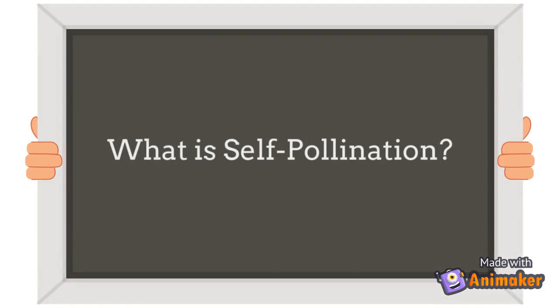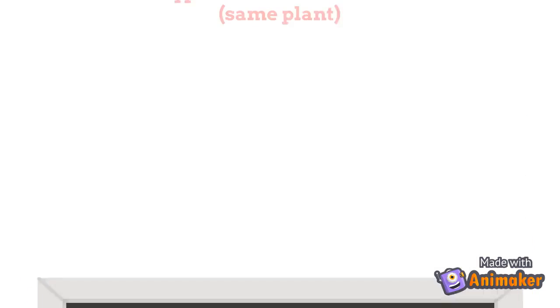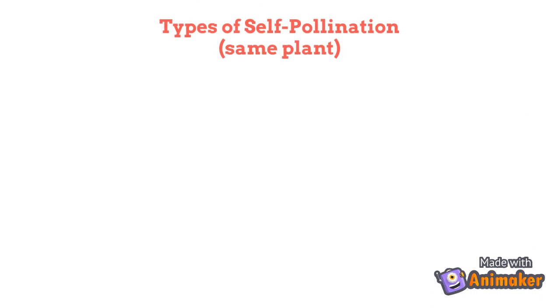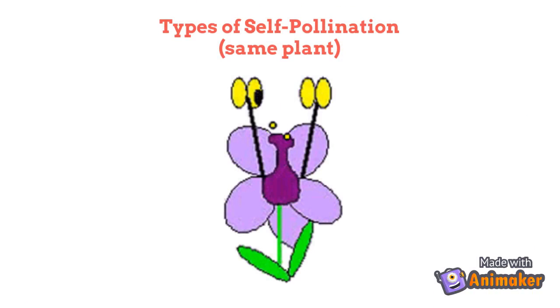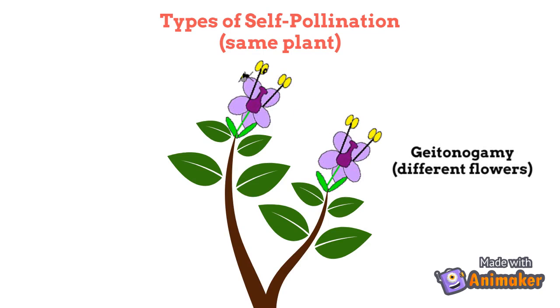What is self-pollination? When the pollens are transferred from the anther to the stigma of the flower, belonging to the same plant, then that process is known as self-pollination. There are two types of self-pollination. When the pollens are transferred from the anther to the stigma of the same flower, then that process is called autogamy. Such flowers do not need pollinating agents. When the pollens are transferred from the anther of one flower to the stigma of the other flower, then that process is known as Geitonogamy.